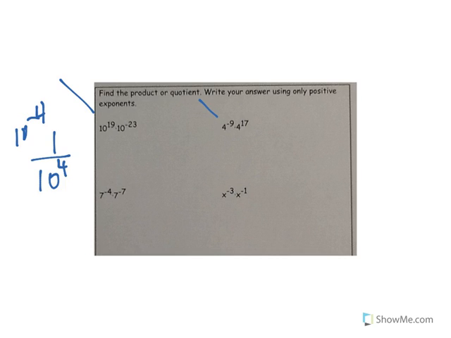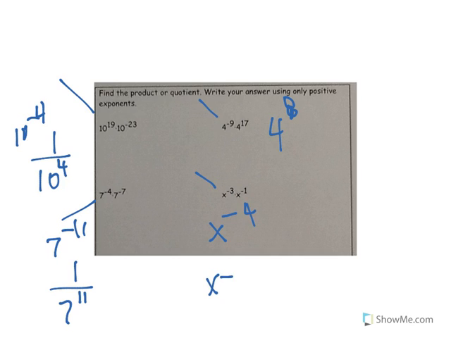For this one here, negative 9 plus 17, because we have the same base, it's just going to be 4 to the 8th power. For this one here, we have to add the exponents again because they have the same base, negative 4 plus negative 7. So that's going to be 7 to the negative 11th power. And then we have to flip that around like that. And for here, it's going to be x to the negative third times x to the negative 1. So that's the same base, so we can add them together, and it's just going to be right like that.